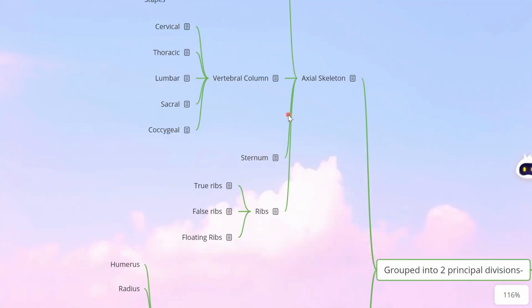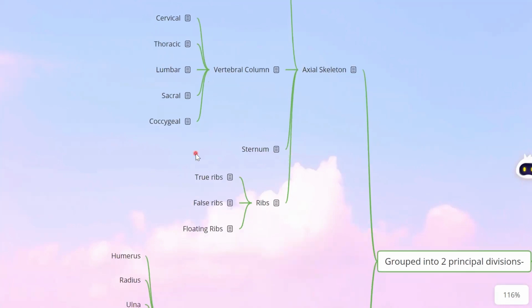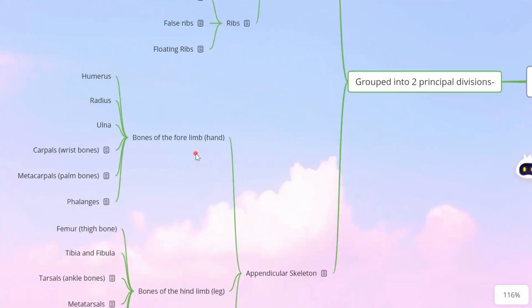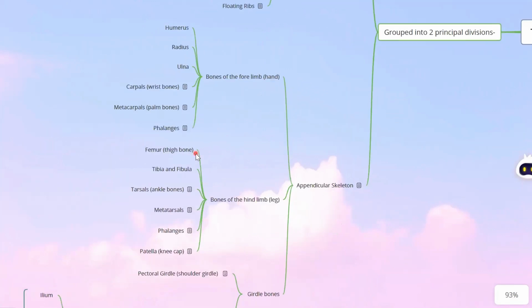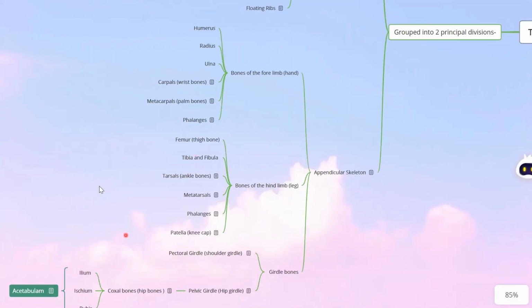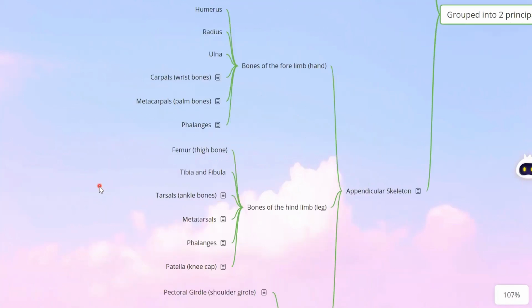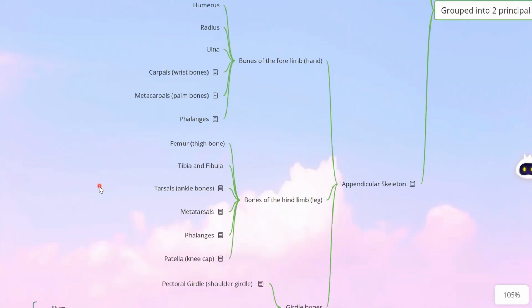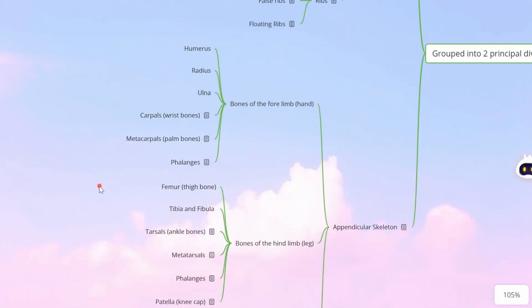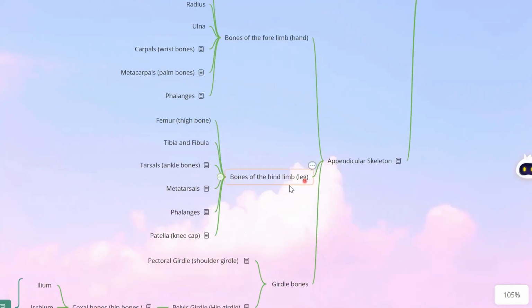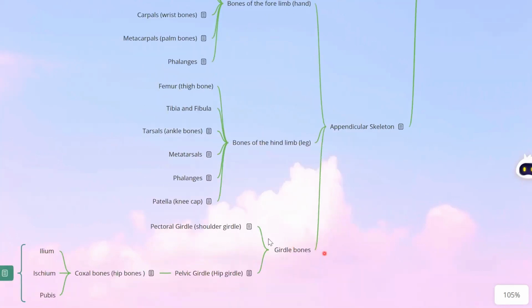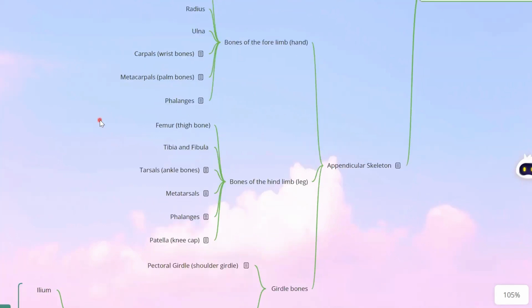Now, this is what the axial skeleton comprises of. Now, we will go to the appendicular skeleton. The appendicular skeleton is comprised of three sections: the bones of the forelimb, that is the hand, the bones of the hind limb, that is the leg, and the supporting girdle bones. These are the ones which are coming.